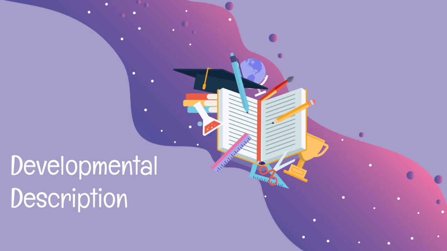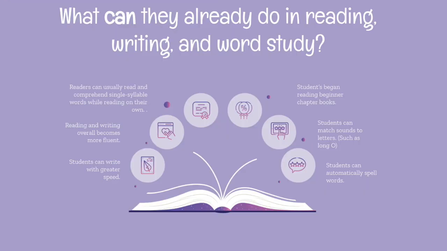I'm going to talk to you about what learning looks like and what students should be able to do during this stage in learning. So the big question here is what can students already do? Students should be able to comprehend and read single syllable words while reading on their own. That's a big thing. They can also do two syllable words and three syllable words using the context clues surrounding the text. Their reading and writing should become more fluent.